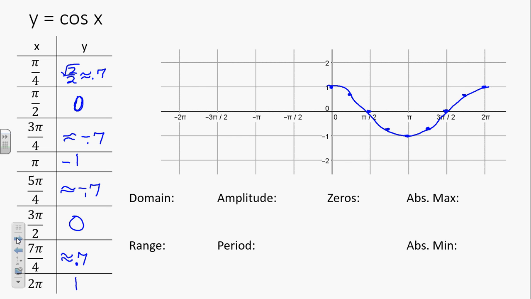At pi over 2, negative pi over 2 will have the same value. Negative pi will be a negative 1. A positive 3 pi over 2 will be the same. And a positive 2 pi will be up here at 1. And we draw the rest of our cosine wave.